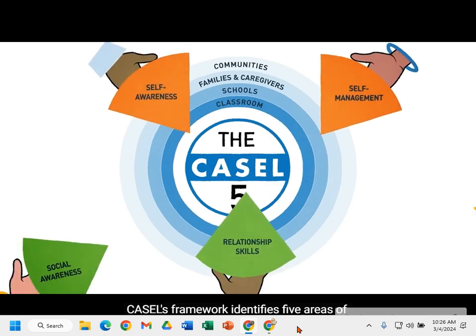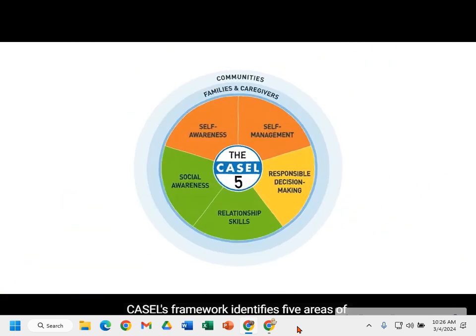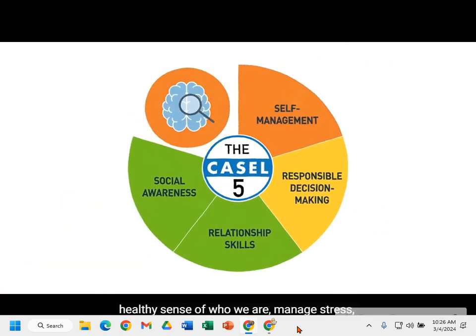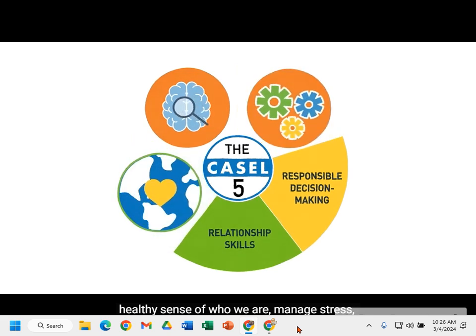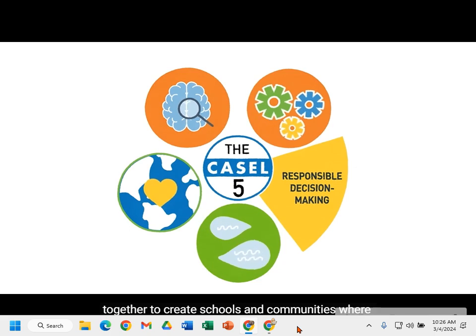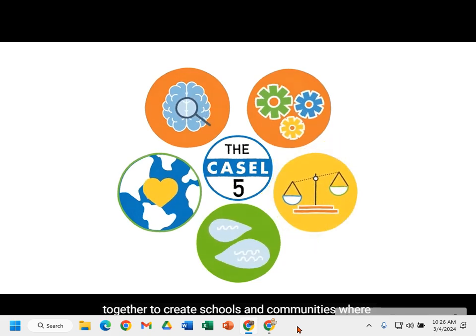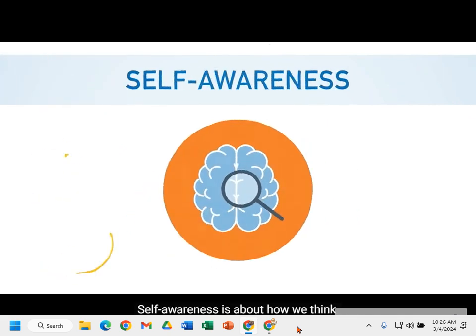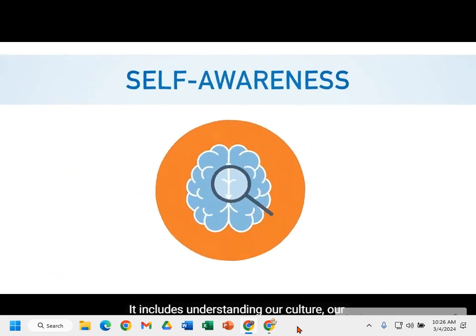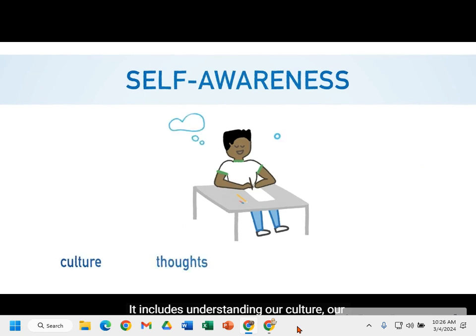CASEL's framework identifies 5 areas of competence that together help us develop a healthy sense of who we are, manage stress, understand the views of others, and work together to create schools and communities where everyone can grow their strengths and interests. Self-awareness is about how we think about ourselves and who we are. It includes understanding our culture, our thoughts, feelings, and what we believe we're capable of, and understanding how these things can influence our behaviors and beliefs.